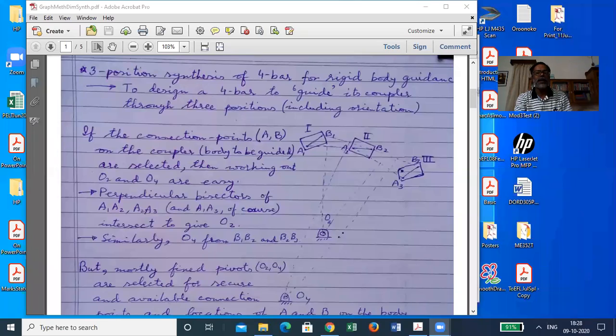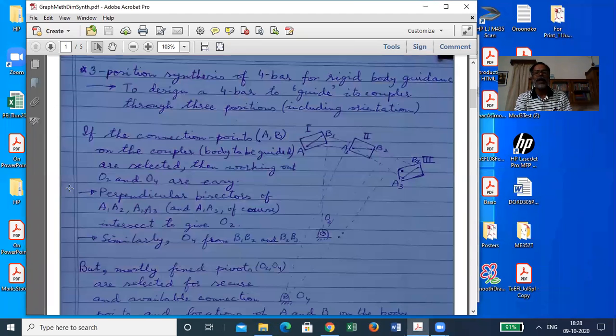Okay, so last time we saw how we decide on the positions for which we tend to synthesize the mechanism. And now, in this lecture and the next, we will see the actual nitty-gritty of the method. Okay. So today graphical, and in the next lecture, analytical.